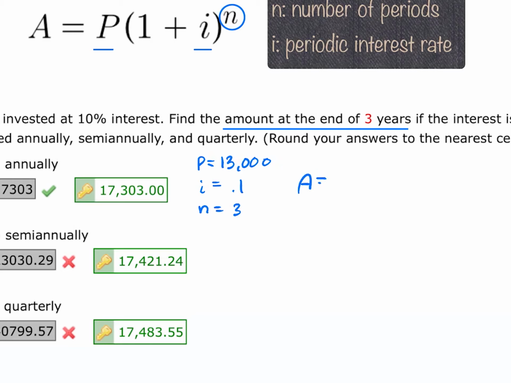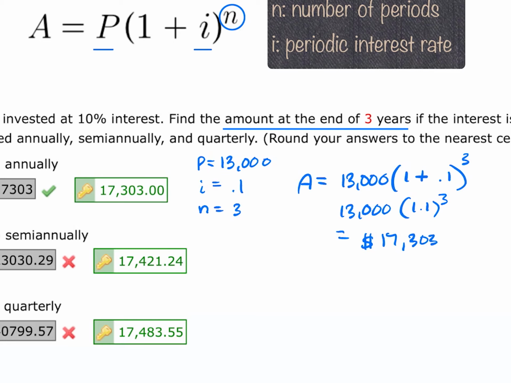So putting that all together, we get A equals 13,000 times 1 plus 0.1 to the 3rd power. That's 13,000 times 1.1 to the 3rd power. And we get our final answer, which is $17,303.